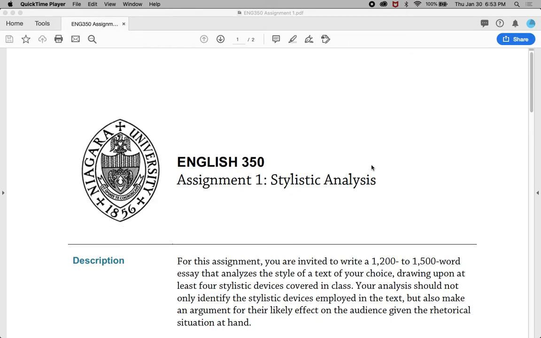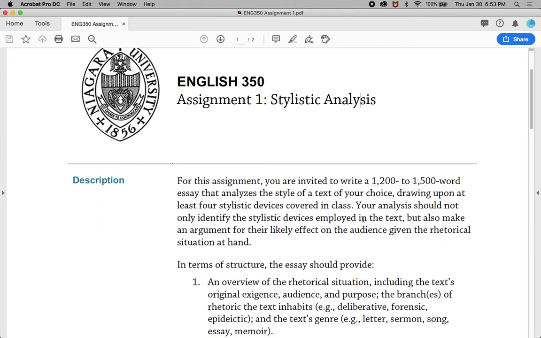Everyone, for video lecture number 3, I just have a few comments to make on Richard Toye's Rhetoric: A Very Short Introduction, which is, of course, the required reading before next class. If you haven't already done so, I'd suggest going onto Canvas and having a close look at the assignment sheet for assignment number 1, the stylistic analysis you'll do.